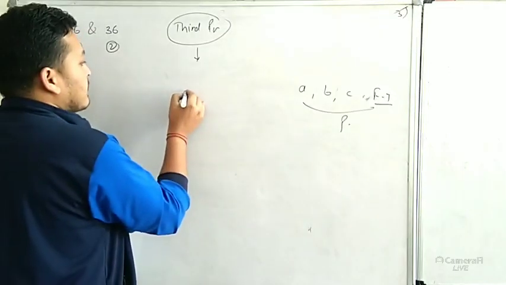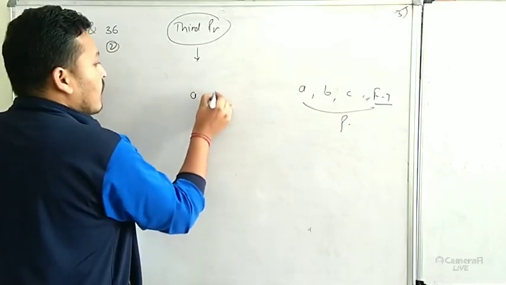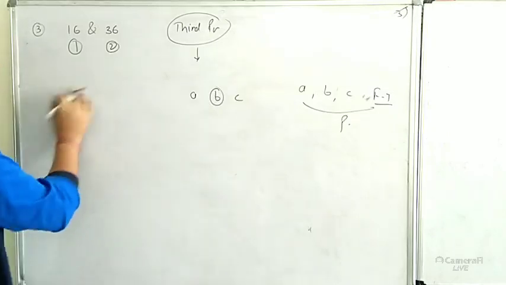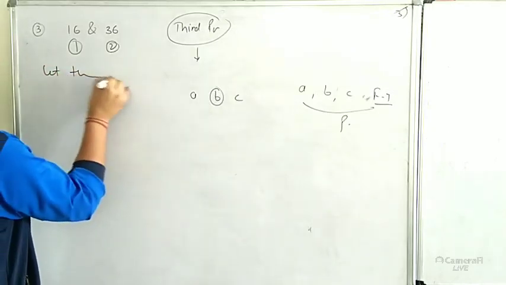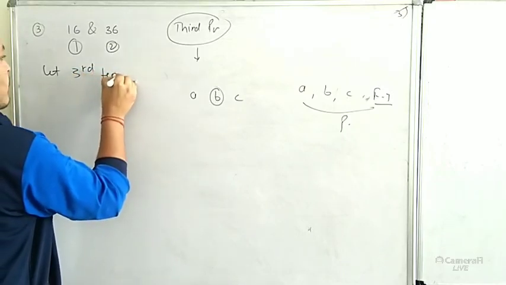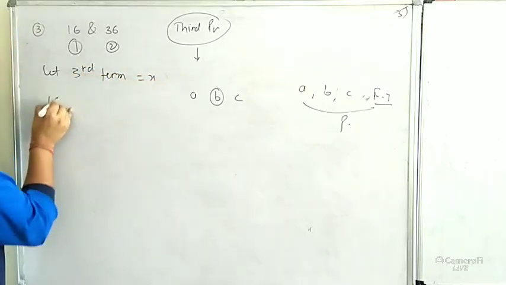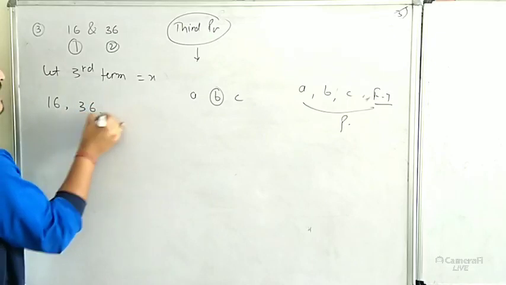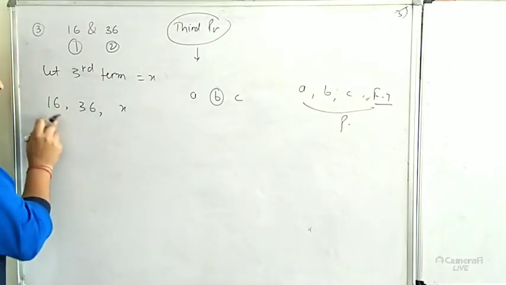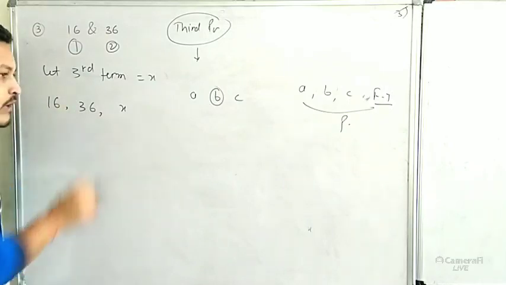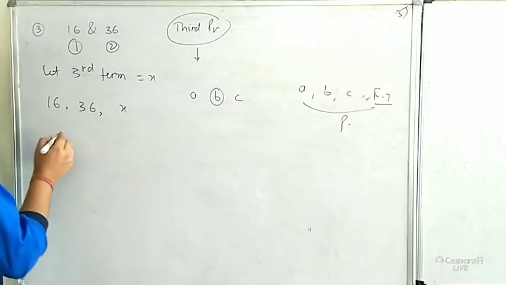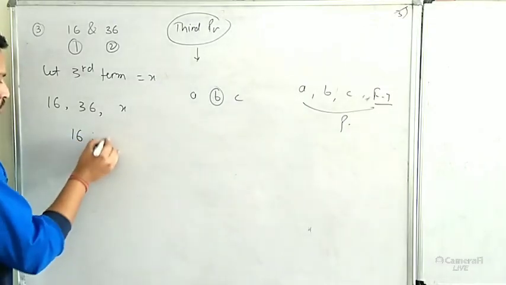Continued proportional: in the continued proportional you know that only 3 terms are given and the middle term is repeated. Okay, so let the third term be x. So 16, then 36 and x. As you know, in the continued proportional only 3 terms are given, first, second, third. And how can you write these numbers in the form of the proportional? So we can write 16 ratio 36.